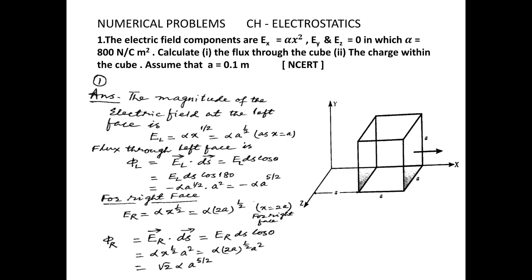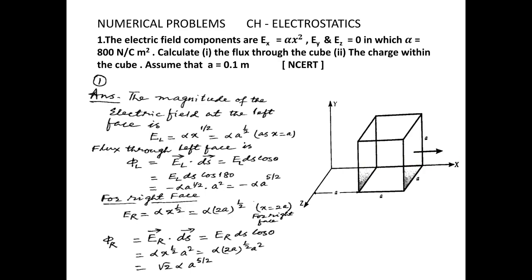Here the angle between EL and ds will be 180 because area vector is pointing to the left side and electric field is pointing to the right side. So the angle between these two vectors is 180. So phi L becomes minus alpha A to the power half into A square, because the area of left face is A square. Now phi L becomes minus alpha A to the power 5 by 2.